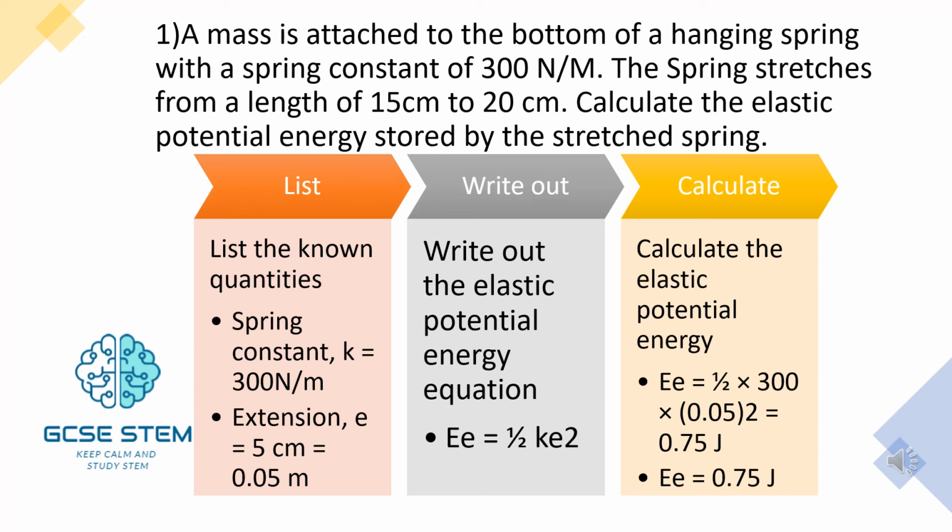Then we would write out the elastic potential energy equation, which is E equals a half k e squared. And then we plug in our values, which would be half multiplied by 300 multiplied by 0.05 squared, and you would get 0.75 joules.